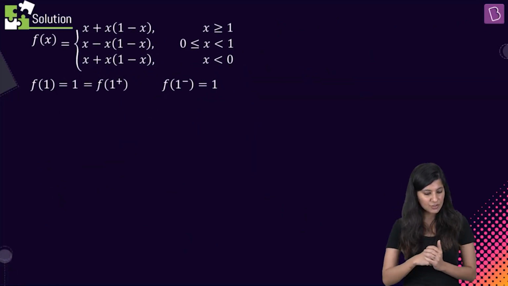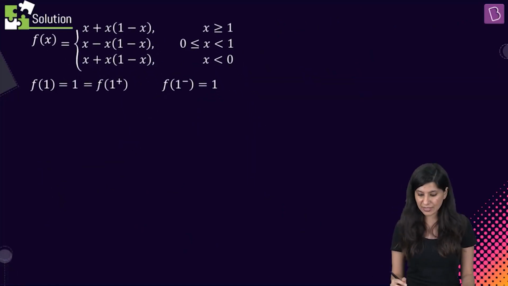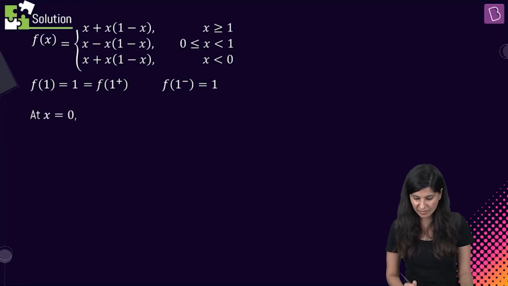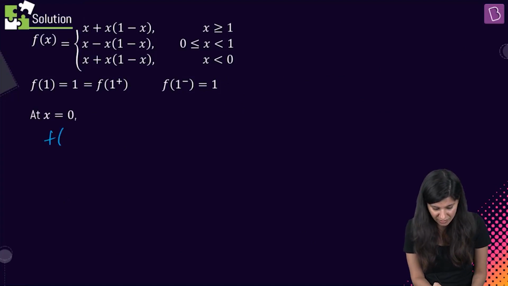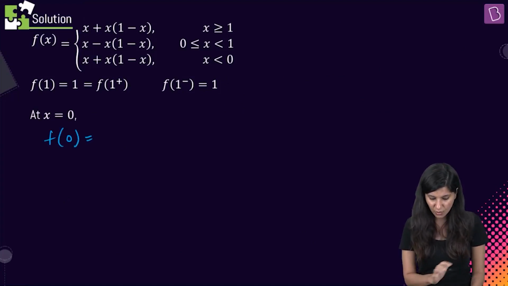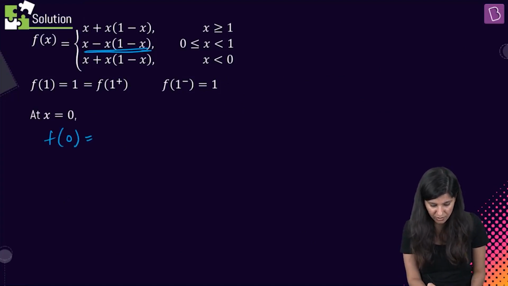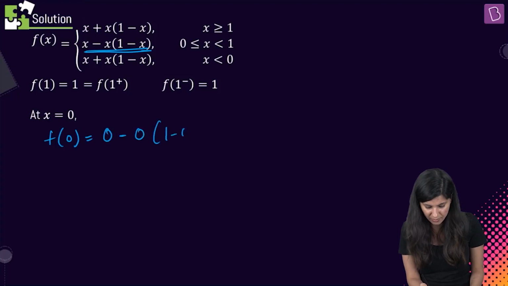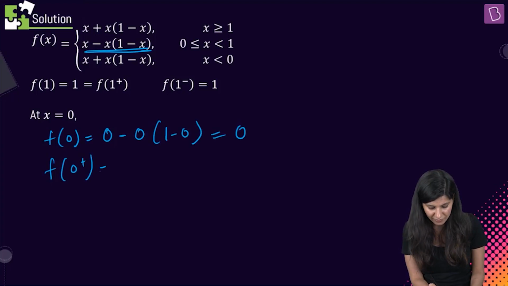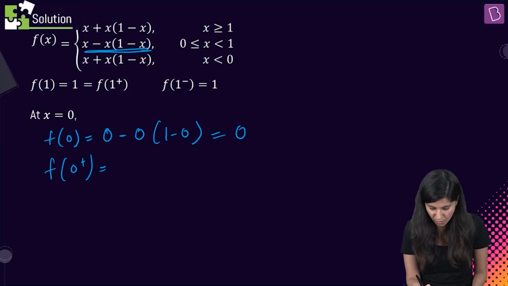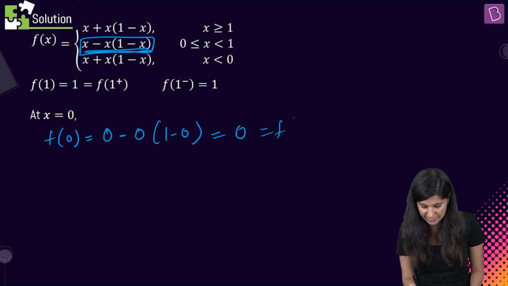Alright, so now you know the drill. Now let's just talk about x equal to 0 in a similar manner, right? So at x equal to 0, what is happening? Let's first calculate f of 0. For f of 0, we have to go here. 0 minus 0 times 1 minus 0. So f of 0 is 0. What about f of 0 plus? For f of 0 plus, we need to go again here. In fact, f of 0 plus and f of 0 would be one and the same thing.